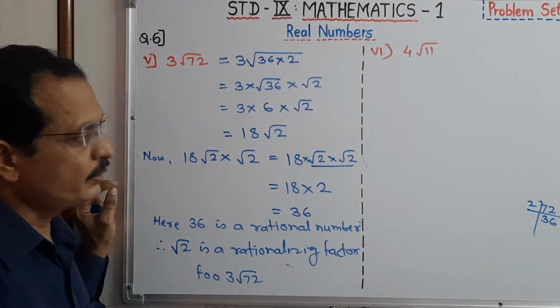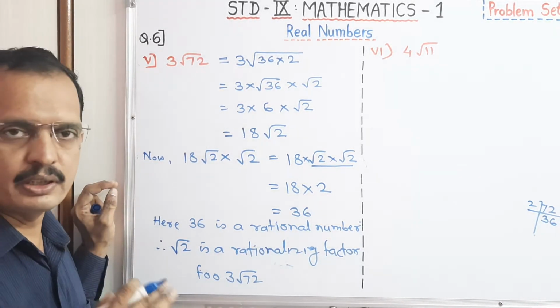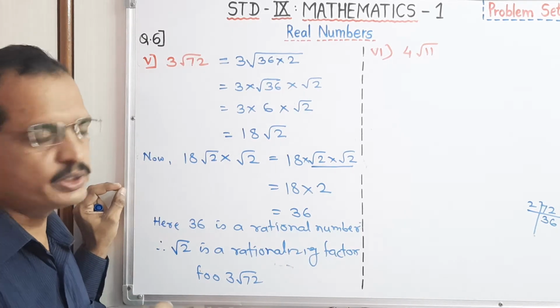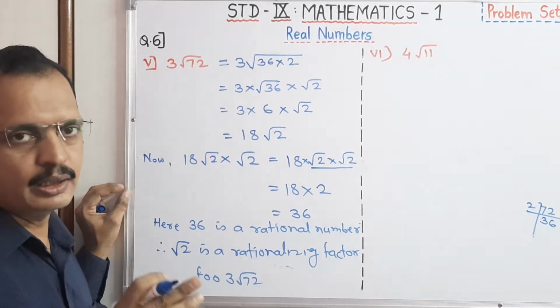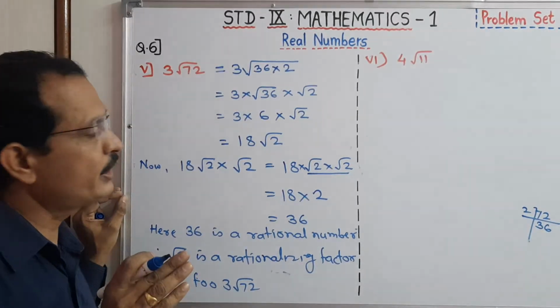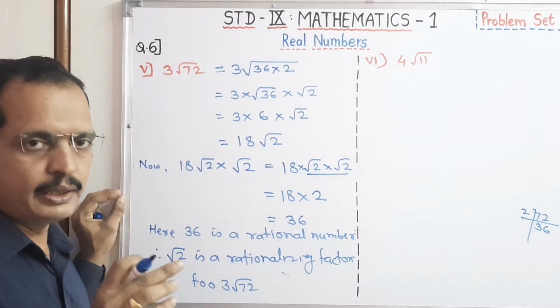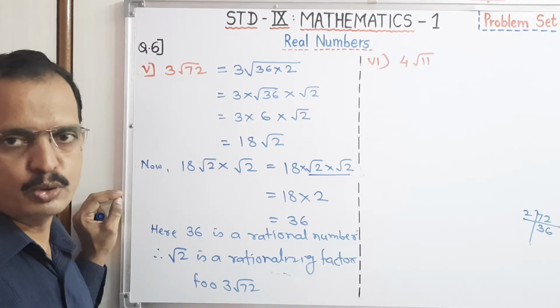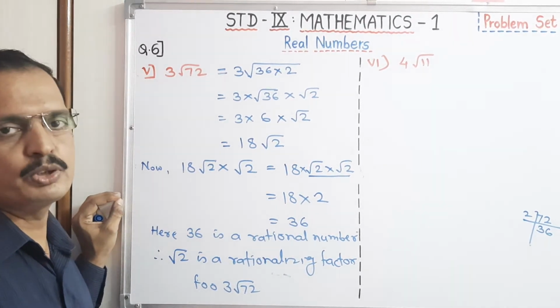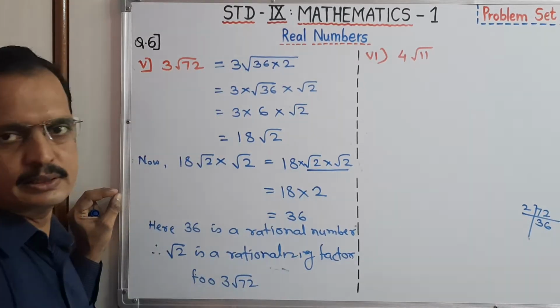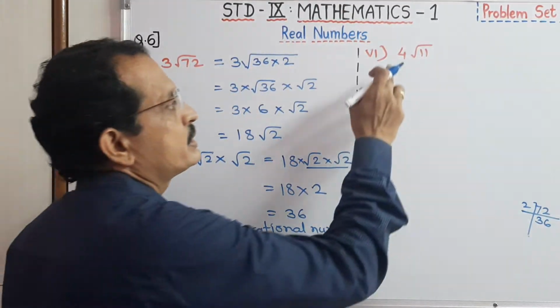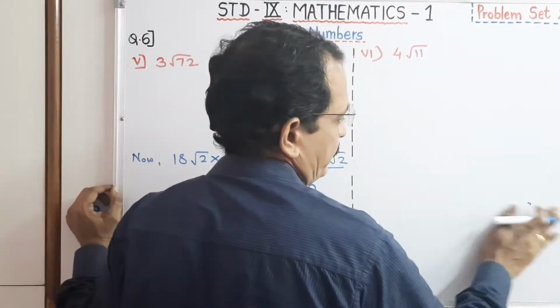I think everyone understood this. Very easy, very simple. We just have to write it in a simple form. In the earlier lecture I have also already told you that writing in a simple form is the most important thing, and for that purpose we must factorize this. Now see the 4 root 11.